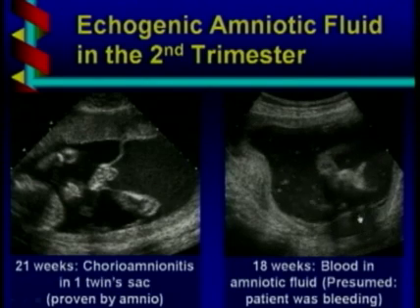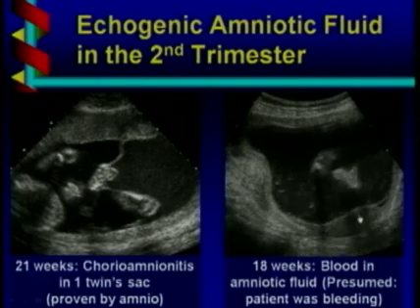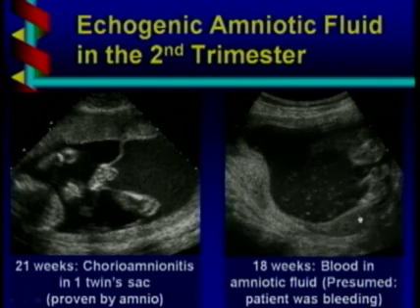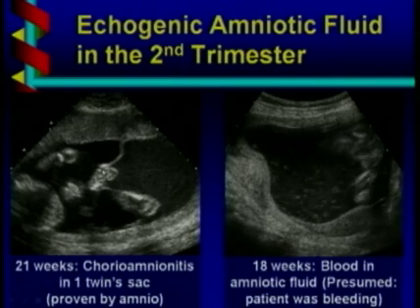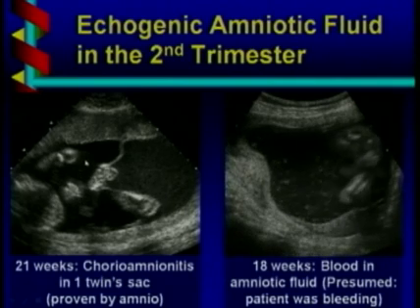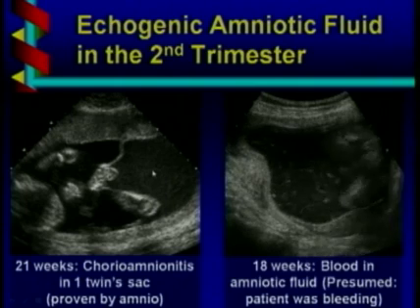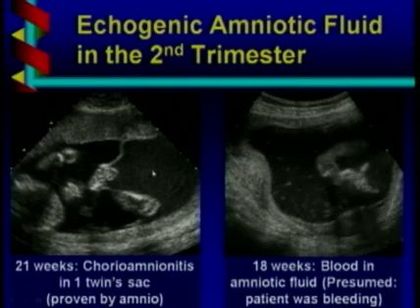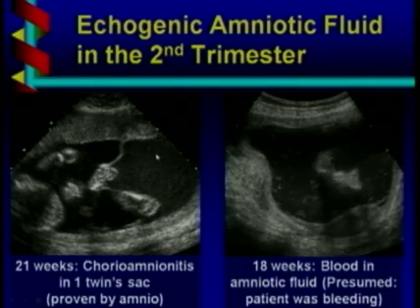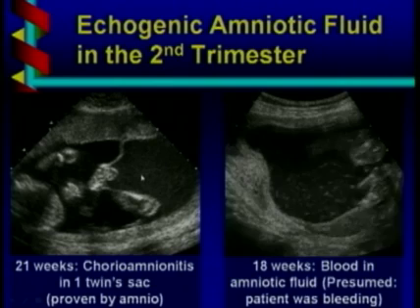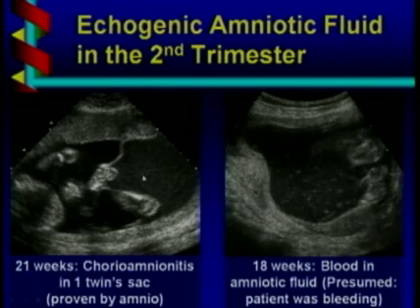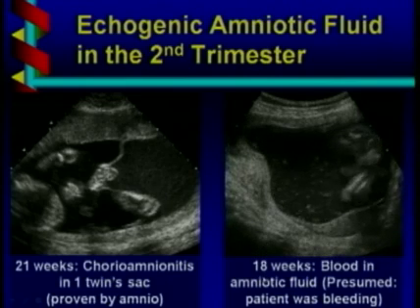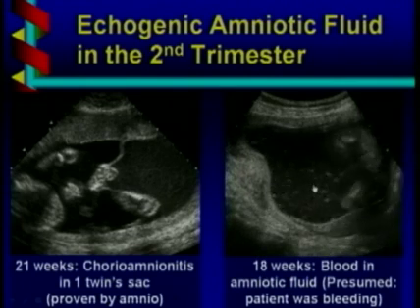So just examples. Here are two different second trimester pregnancies with echogenic amniotic fluid. Here are actually twins at 21 weeks. You can see normal fluid and bright fluid. This woman was having fever and pain, clinically suspected of having chorioamnionitis, and we did an amniocentesis, but we were pretty sure that was going to turn out to be infected, and sure enough, it came out with a lot of pus. Here is another case of echogenic amniotic fluid here at 18 weeks, and this is blood in the amniotic fluid.